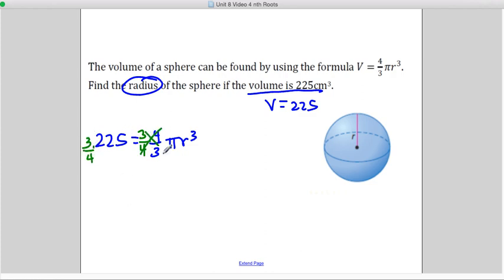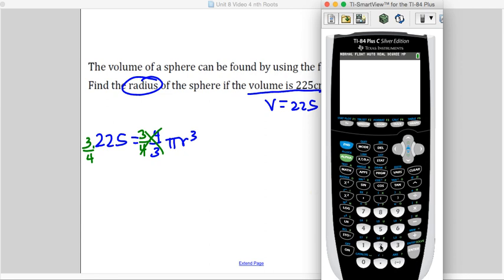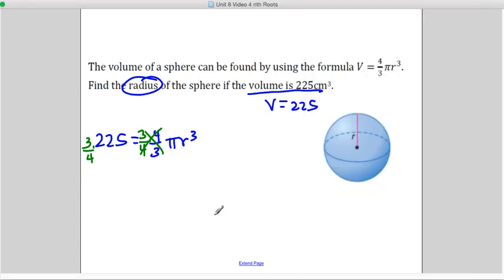Okay, this cancels, and I'm going to take 225 times 3/4. Divided by 4, and you get 168.75. So we have 168.75 equals pi r cubed. Now I still want to get r cubed by itself, but first I need to get rid of pi.